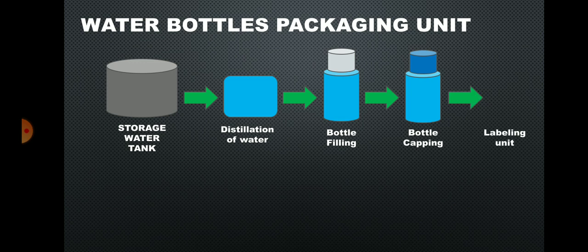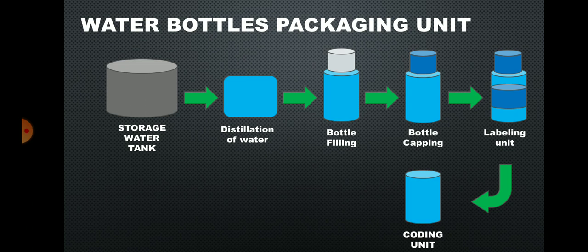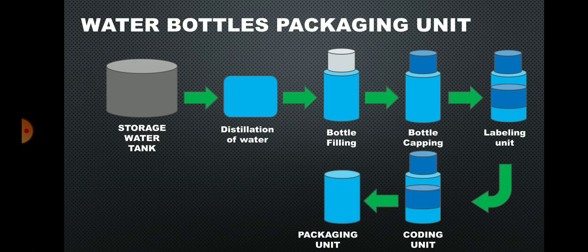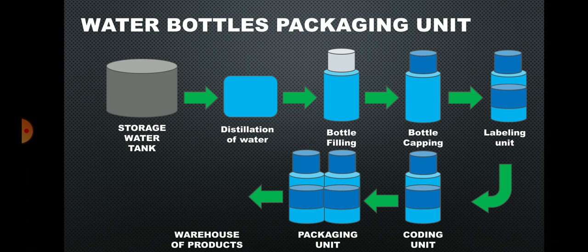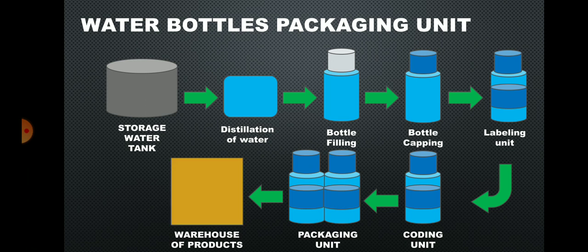Next is labeling, which shows which company has manufactured the product. It labels the bottle. Coding, if more production is to be carried out. Packaging, and the last step is to move the product to a warehouse. From there it is delivered where it is required.